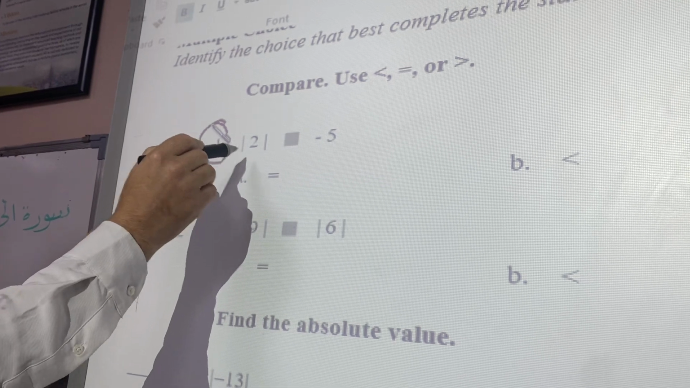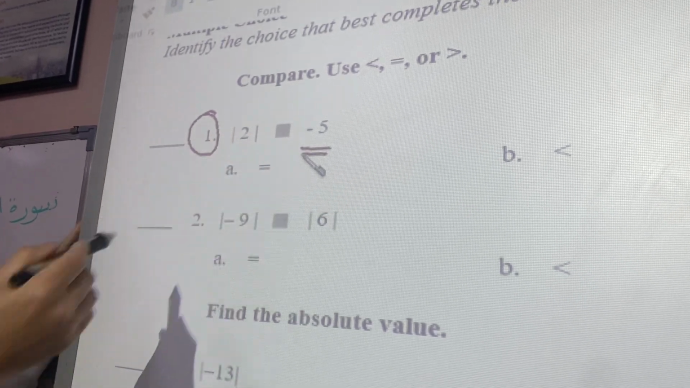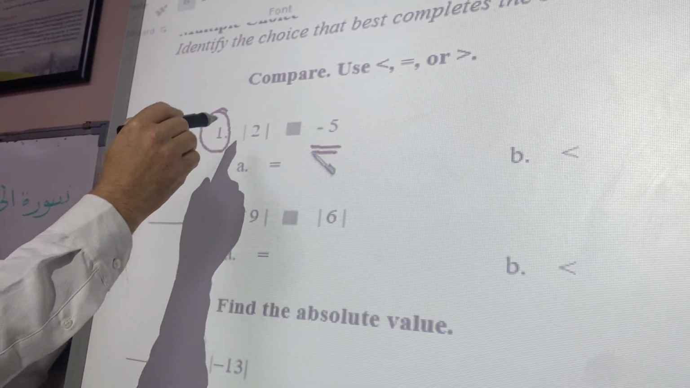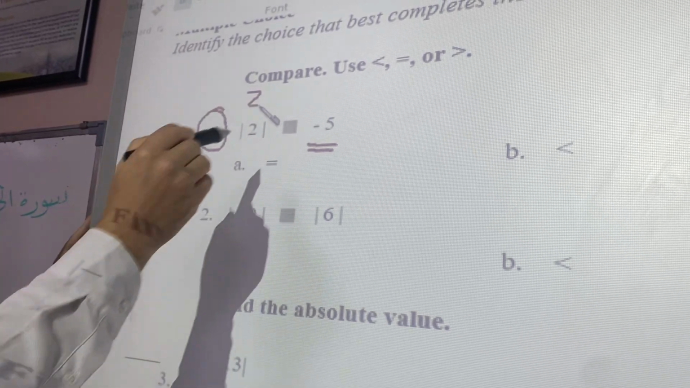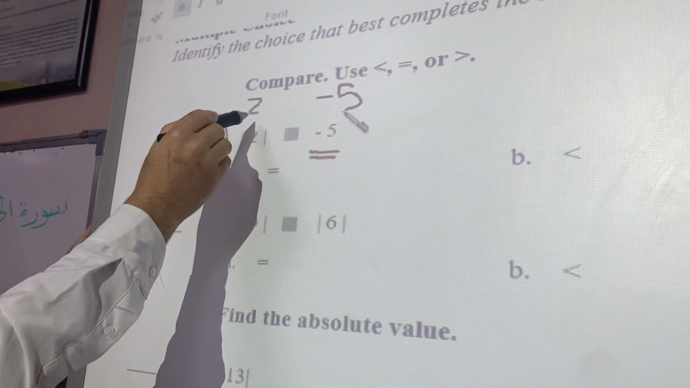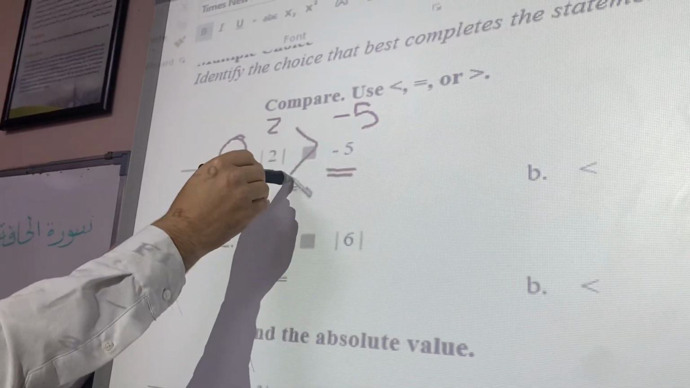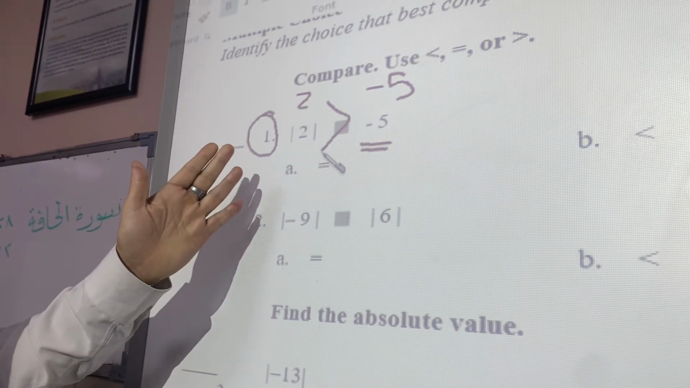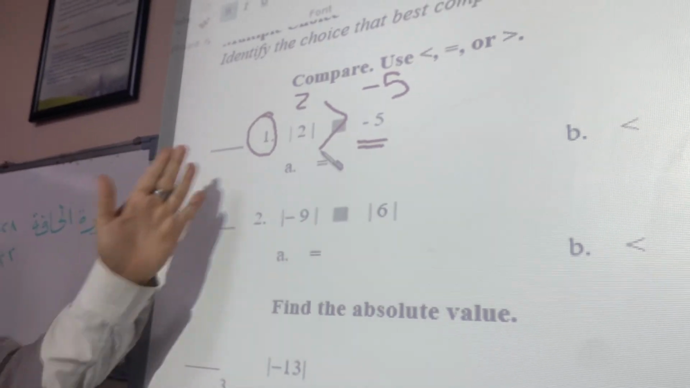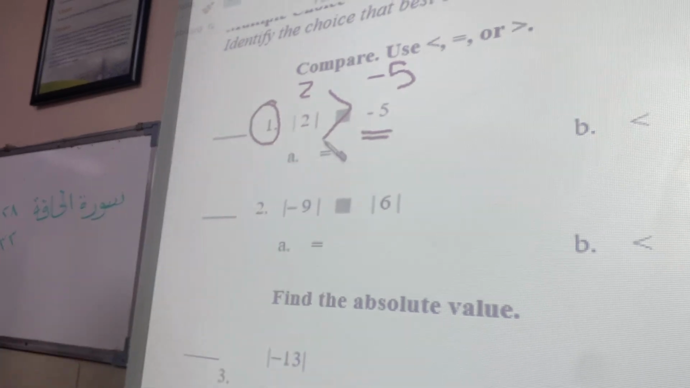The absolute value of 2, don't be confused because this is not absolute value. The absolute value of 2 is 2 and this is negative 5. Because this number is positive and this number is negative, the number which is positive is greater. So the absolute value of 2 is greater than negative 5.